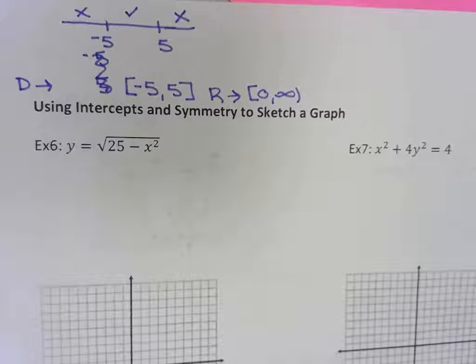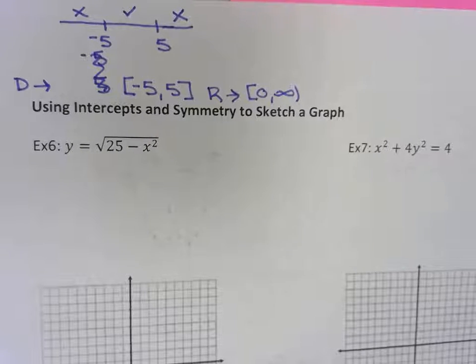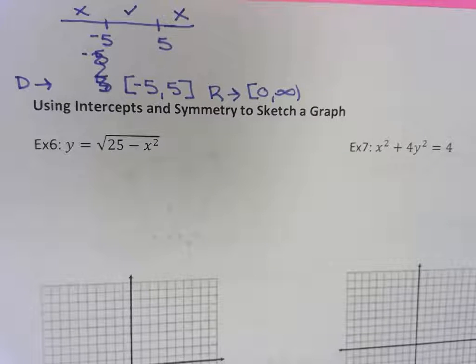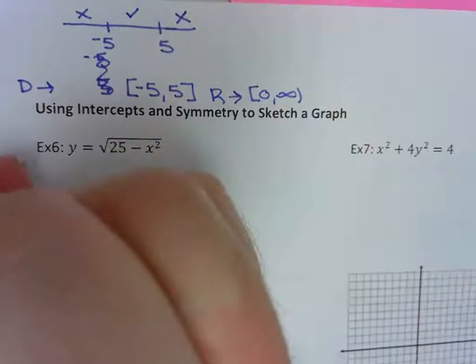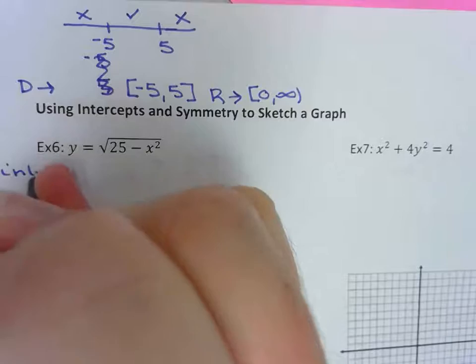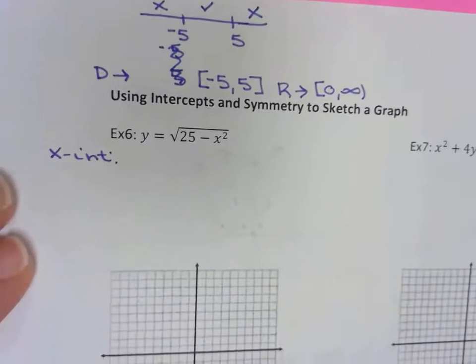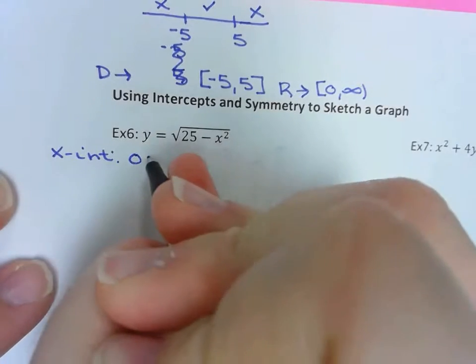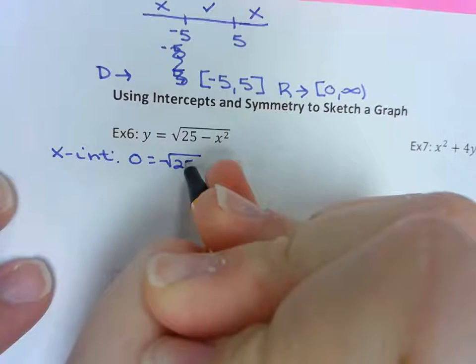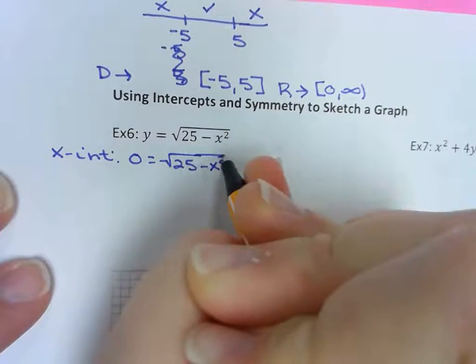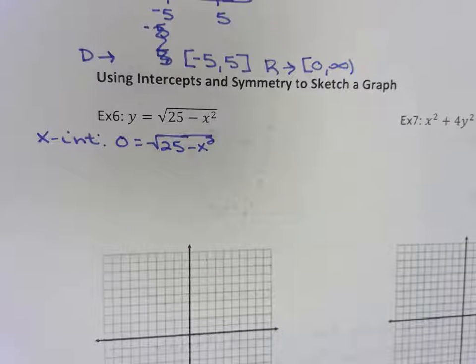Okay, let's go ahead and use intercepts and symmetry to sketch the graph and see what we have here. Let's find my intercepts first, x-intercepts. If I'm looking for the x-intercept, I plug 0 in for y. I have 0 equal to the square root. We can either think about this in our head, we already talked about it, or let me just show you how to solve this.